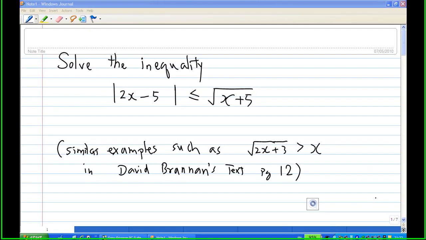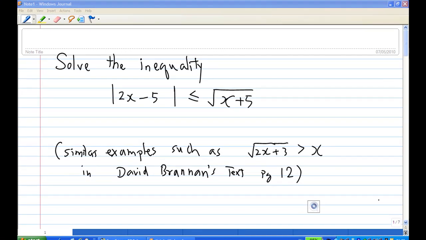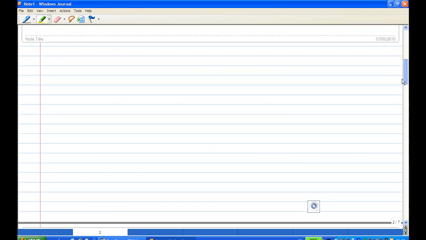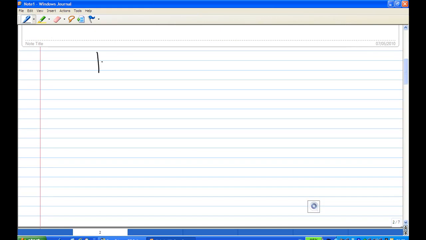Hi, for this recording, I'm going to show you how to solve the inequality absolute value of 2x minus 5 less than or equal to square root of x plus 5. Note that a similar example can be found in David Brandon's text, page 12, such as square root of 2x plus 3 greater than x. Alright, let's try to solve this inequality. So I have absolute value of 2x minus 5 less than or equal to square root of x plus 5.